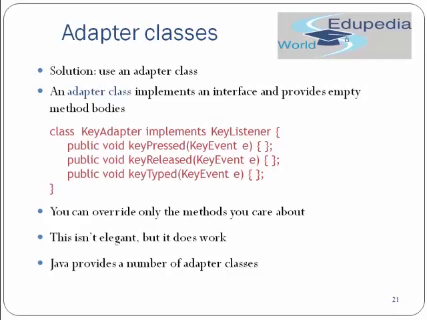Over here you can see the adapter class is actually a part of the adapter pattern, but I'm just going to cover a bit of it here. So we have an adapter class. It implements an interface and provides empty method bodies, so it's not writing anything. We don't care what keyReleased is doing or what keyTyped is doing, so let's keep it blank. And it's also keeping keyPressed blank. That's also fine. You can override only the methods you care about, and this isn't elegant, but it works. It's legal. Java provides a number of adapter classes.